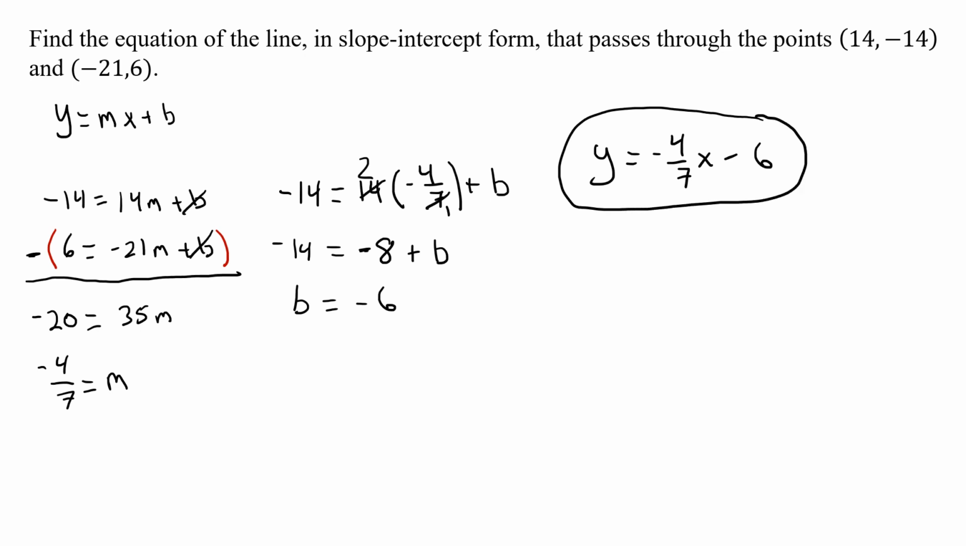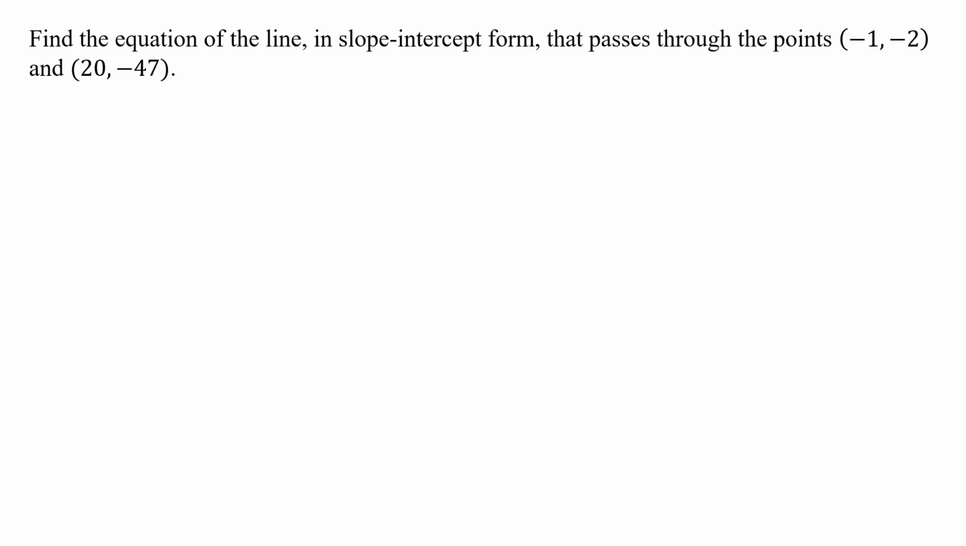All right, let's try one more. Okay, so find the equation of the line that goes through negative 2, negative 1, and 20, negative 47. So again, same setup. Take the first point and plug its values into x and y in slope-intercept form. And the same thing with the second point. Next, we will eliminate by subtracting the equations from each other.